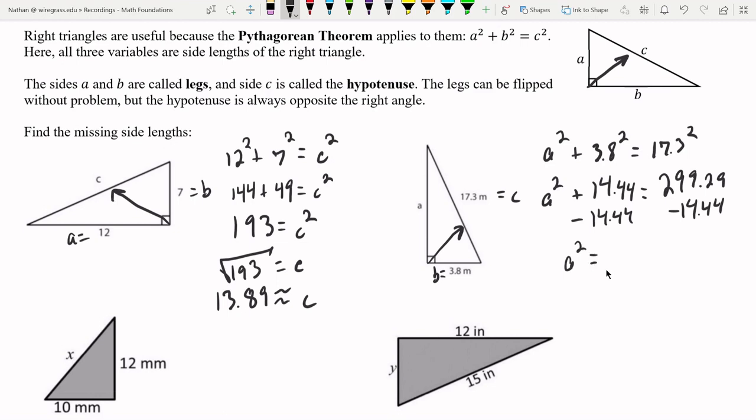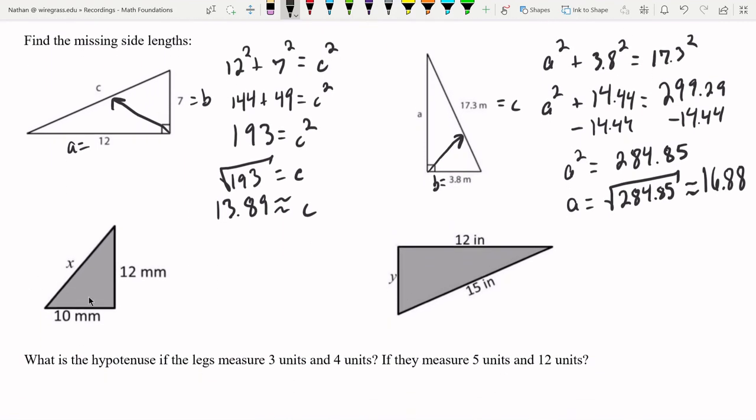I get A squared equals 284.85. And here we're saying what squared equals 284.85. That's the same thing as saying A equals the square root, the principal square root, so it's going to be positive here. Doing that on a calculator, and approximating to two places, it's approximately 16.88. This is going to be a scaling right triangle, just like the last one was as well.